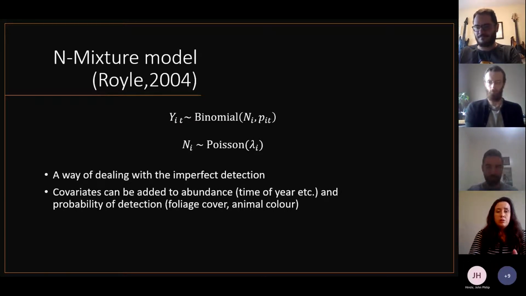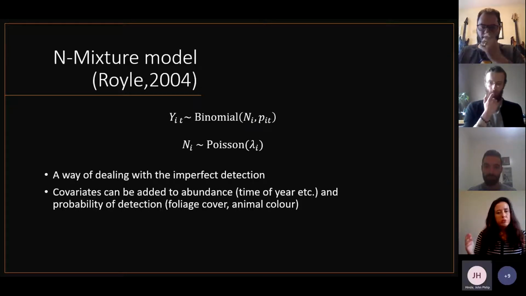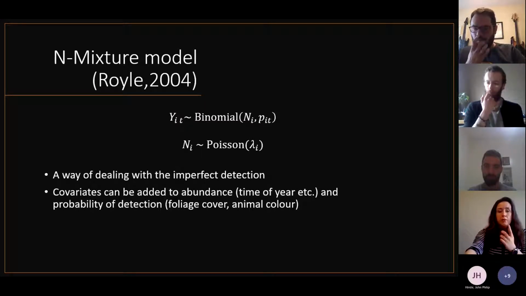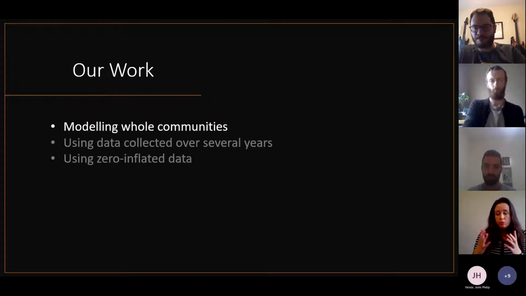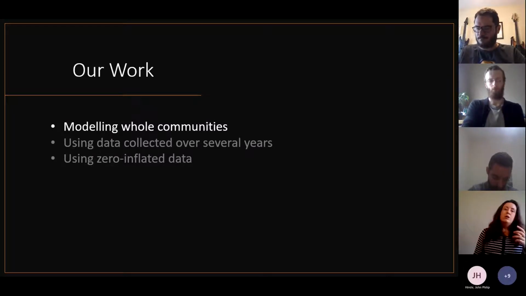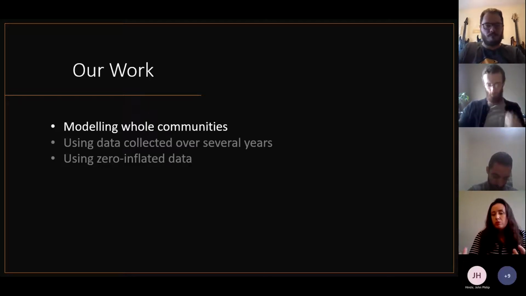Now this is what the original N-mixture model looks like, and we've been working on a few different extensions to this model. The first thing that you'll notice is that this model can only deal with one species at a time. It can't be used to model whole communities at one time. That was what we wanted to look at first. We wanted to extend this model so that we could look at multiple species simultaneously, which would allow us to model whole communities.